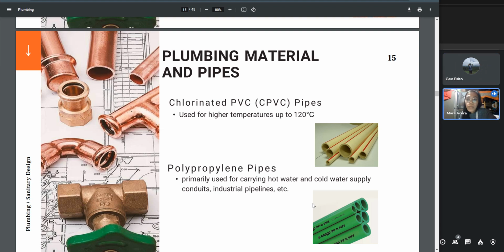These pipes can be used for higher temperatures up to 120 degrees and are therefore suitable for supplying hot water, and are usually used in industrial liquid applications. The polypropylene pipes. These are manufactured with propylene or random copolymer. Polypropylene pipes are primarily used for carrying hot water and cold water supply conduits, industrial pipelines, etc.